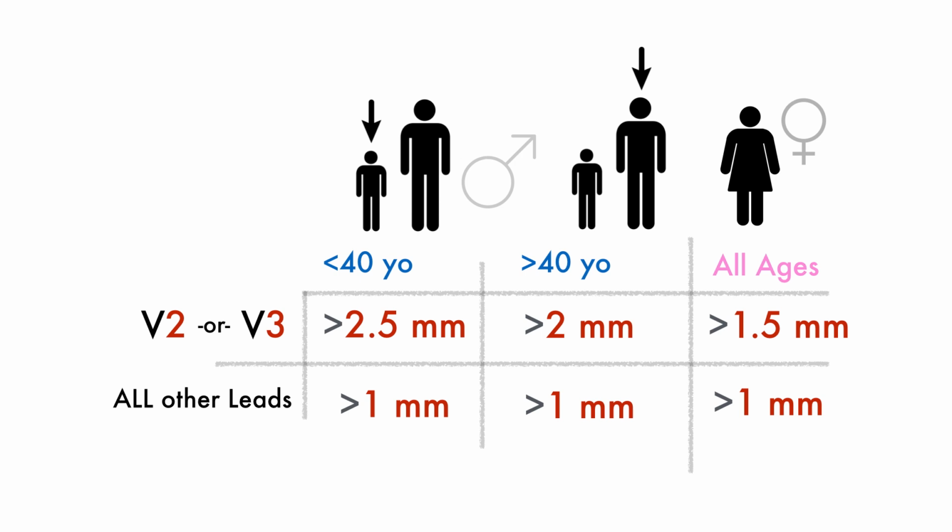If you're male and less than 40 years of age, your EKG is positive for STEMI if you have more than 2.5 millimeters of elevation in V2 or V3 and greater than 1 millimeter of elevation in all other leads. If you are male older than 40, your EKG is positive if you have more than 2 millimeters of elevation in V2 or V3 and more than 1 millimeter of elevation in any of the other leads. If you are female, your EKG is positive if you have just more than 1.5 millimeters of elevation in V2 or V3 and still greater than 1 millimeter of elevation in all other leads.